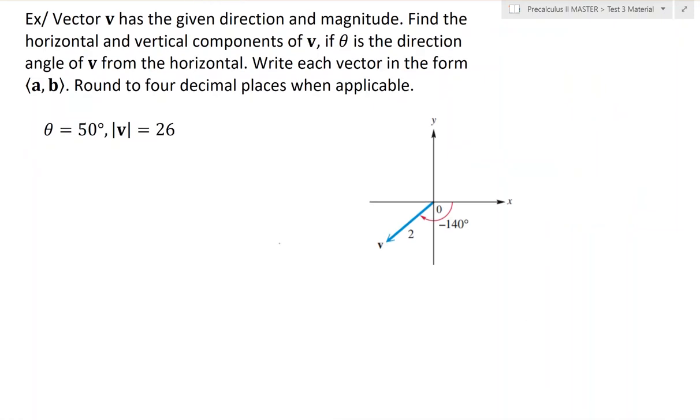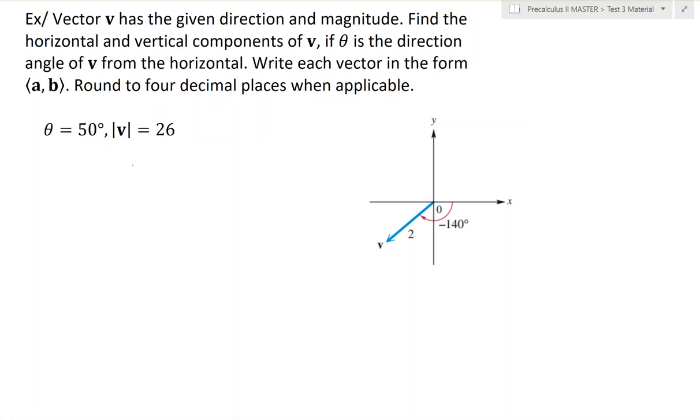Here, vector v has a given direction and magnitude. We want to find the horizontal and vertical components of v. If theta is the direction angle of v from the horizontal, write the vector in the form of angle bracket a, b and round to 4 decimal places when applicable. So let's try this first example.